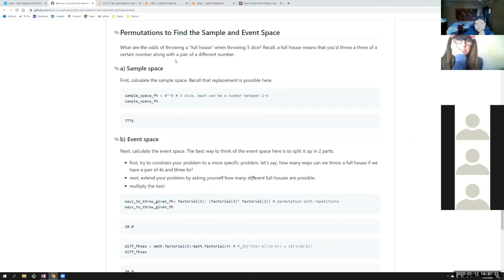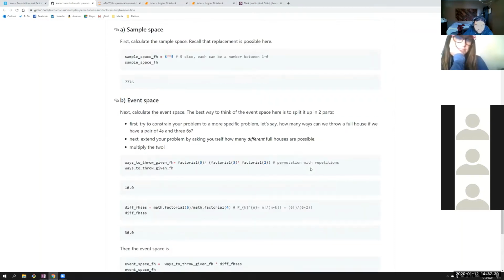A full house is 3 of a certain number along with a pair of a different number. And they don't have to be in order. So it's not like you have to have 3 4s together and then 2 6s together. As long as when you roll 5 dice, at the end of the day, it comes out with 3 4s and 2 6s. Okay. Well, I understand the denominator 3 and 2 because that's the combinations of the full house. But I don't understand the factorial 5.